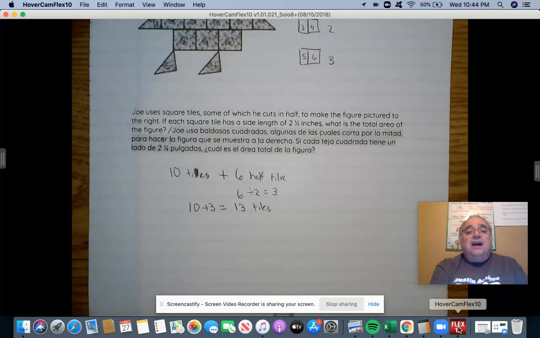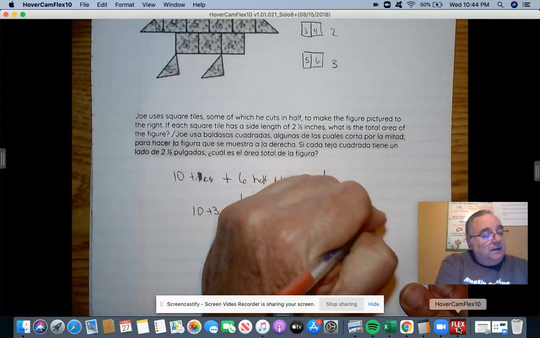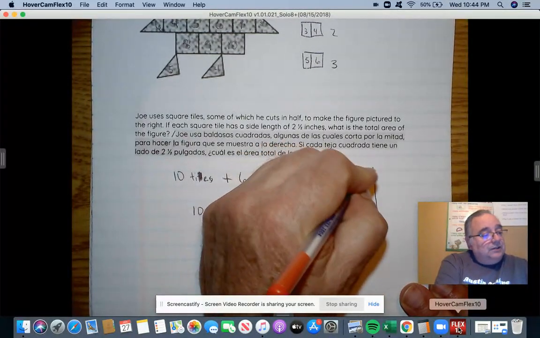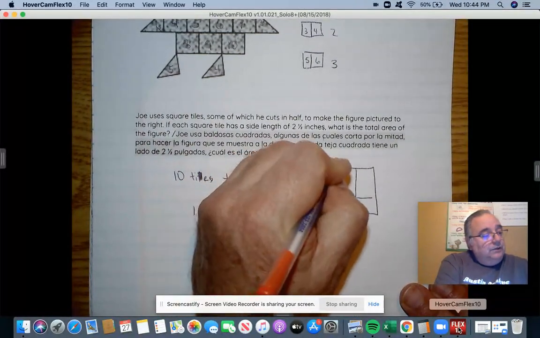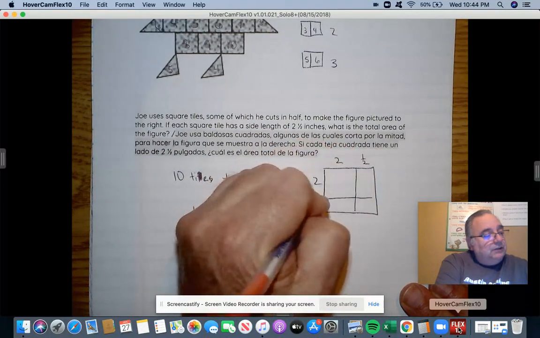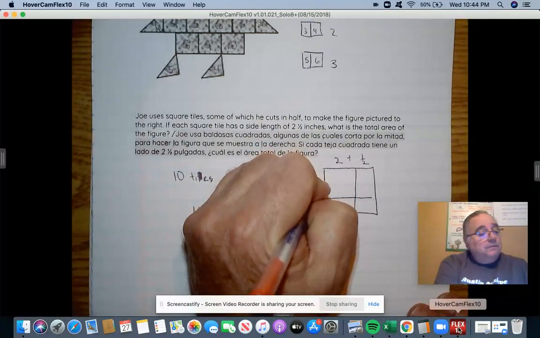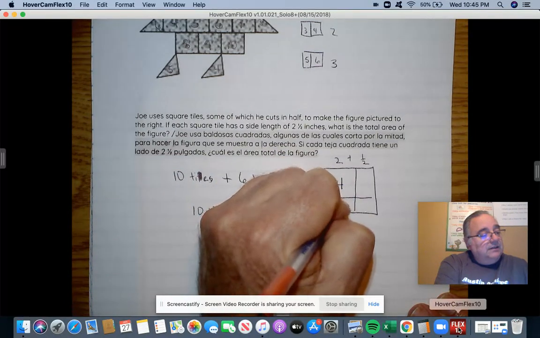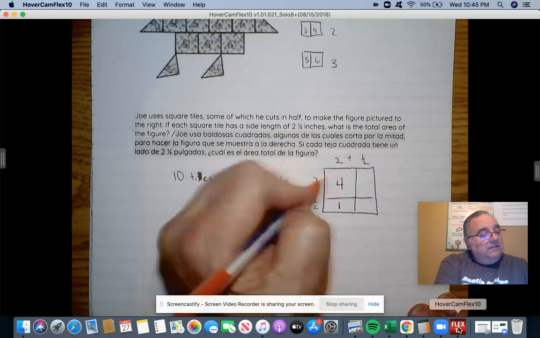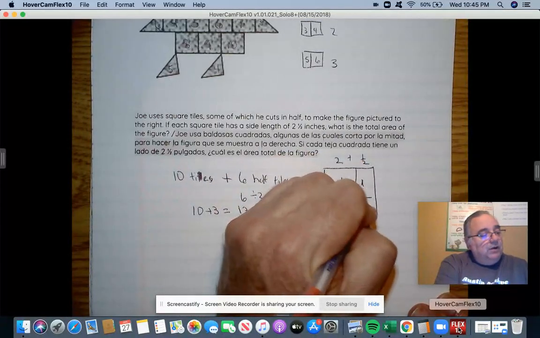Now I've got to figure out what is the area of each tile. They gave us the side length of each tile. I'm going to try to draw a square here. Not sure if I'm that good with that. It's 2.5 inches by 2.5 inches. So what is 2 times 2? Yes, it is 4. 2 times 1/2 is 1. 1/2 times 2 is 1. And 1/2 times 1/2 is 1/4.